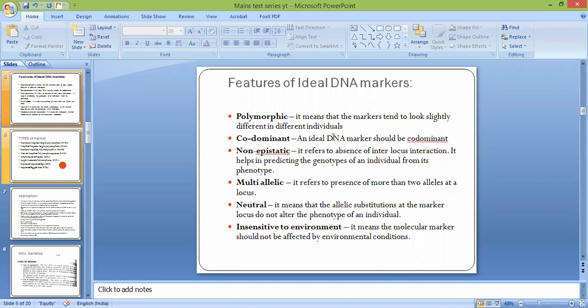Your answer and your notes should be very, very clear. Polymorphic means it should be able to differentiate different individuals. That's it. Codominance means it should be able to differentiate homozygotes and heterozygotes. That's it. Then non-epistatic, multi-allelic, and neutral. Neutral means that allelic substitution at the marker locus does not alter the phenotype of an individual. And the marker should be insensitive to the environment, whatever the environment is. These are the major things, the keywords, and just a type of definition.